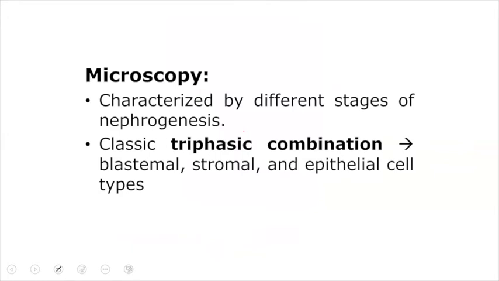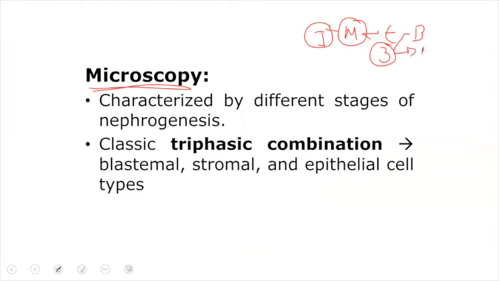Let us now discuss the microscopy of Wilms tumor. As I've already discussed, due to improper differentiation, the mesenchymal component cannot be completely differentiated into the epithelial component. Hence, there will be persistence of three different histological appearances: the blastemal component, the mesenchymal component, and the epithelial component. So we can appreciate three different structures. Hence, it is known as triphasic blastema.